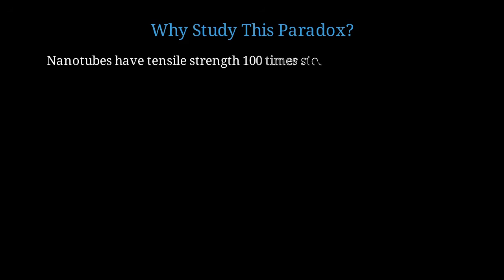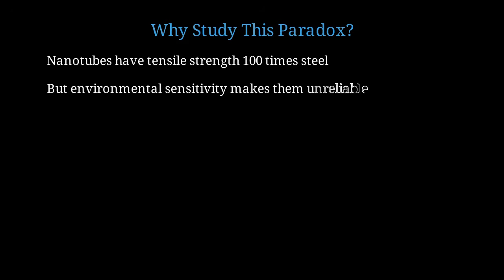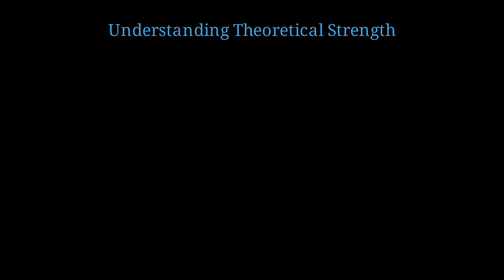Carbon nanotubes can have tensile strengths exceeding 100 gigapascals, roughly 100 times stronger than steel. Yet, this extreme sensitivity to surface effects makes them unpredictable and unreliable in ambient conditions. Let us start by understanding what we mean by theoretical strength. The theoretical strength of a material is the stress required to break atomic bonds in a perfect crystal.